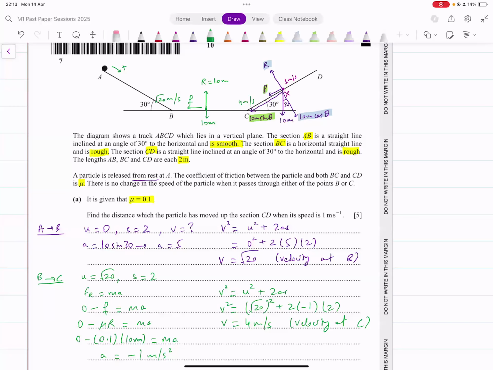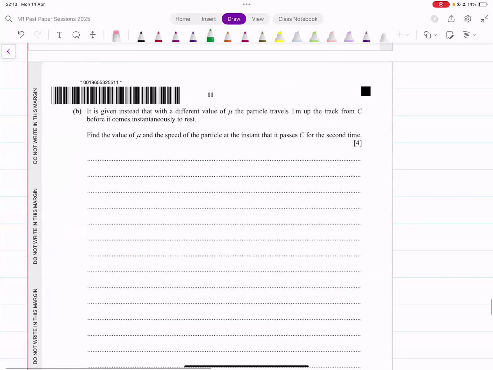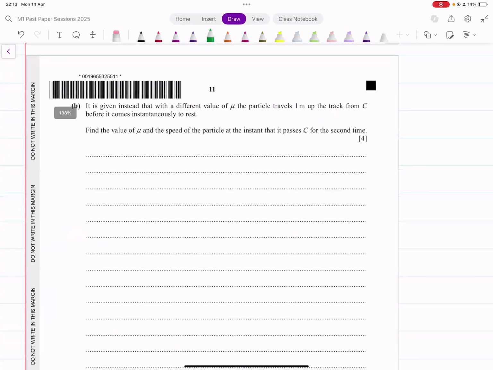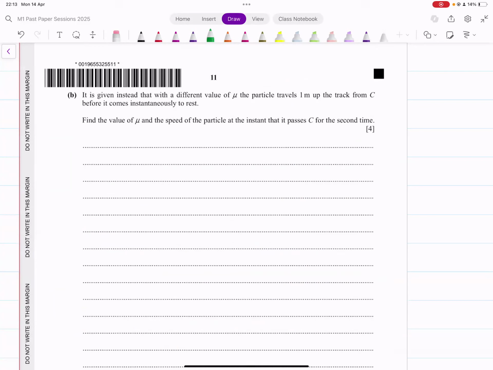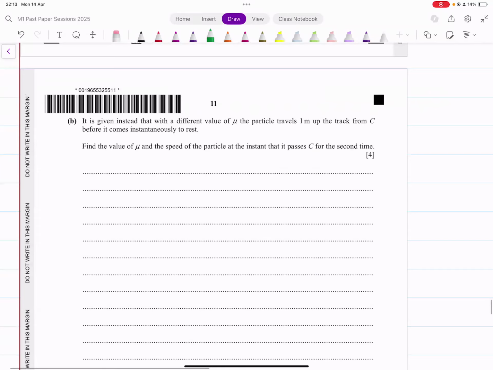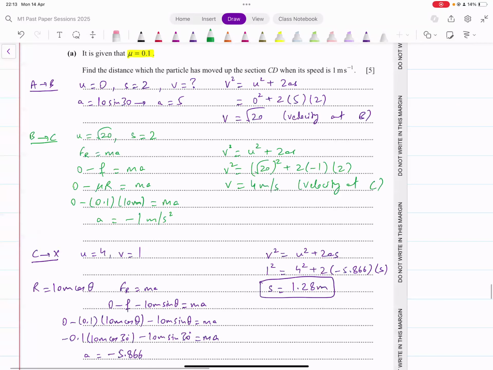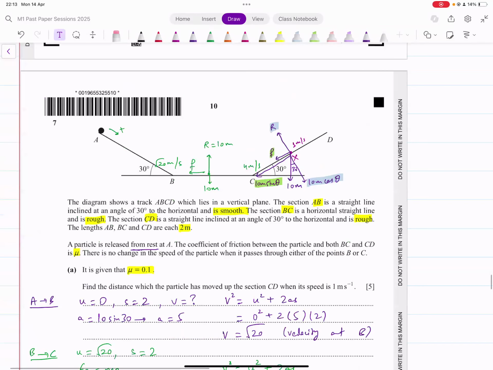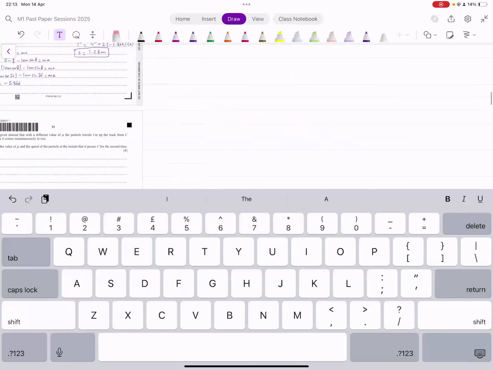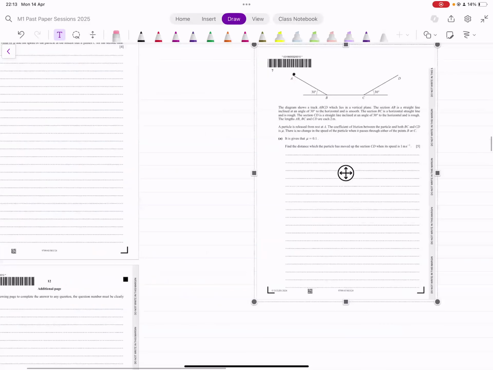Now it says it's given instead that with a different value of mu, the particle travels 1 meter up the track from C before it comes instantaneously to rest. Find the value of mu and the speed of the particle at the instant that it passes C for the second time. Okay, let's think about this now. So now the value for mu is not the same as before. That has changed. And we don't know what that is.